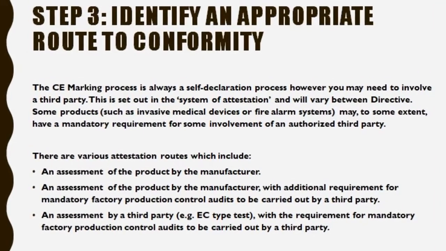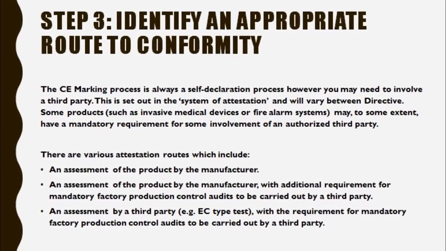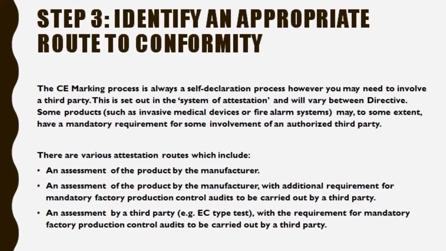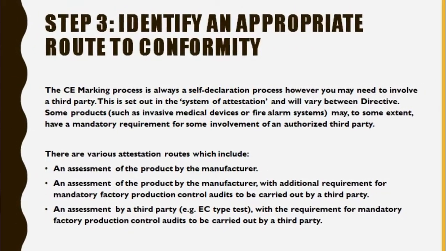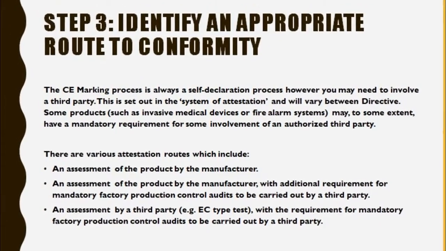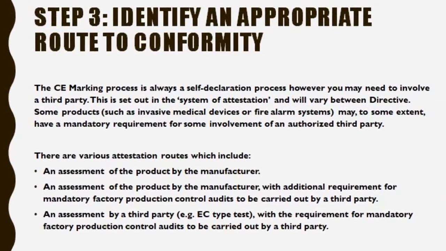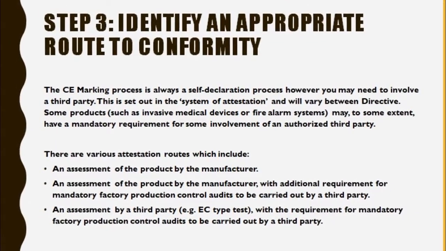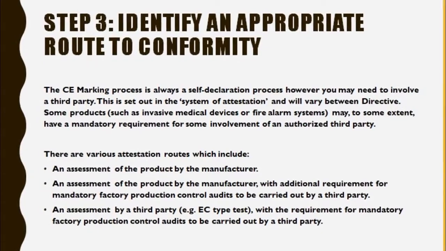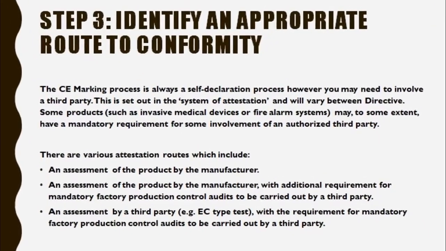There are various attestation routes which include an assessment of the product by the manufacturer, an assessment of the product by the manufacturer with an additional requirement for mandatory factory production control audits to be carried out by a third party, an assessment by a third party, e.g. EC type test with the requirement for mandatory factory production control audits to be carried out by a third party.